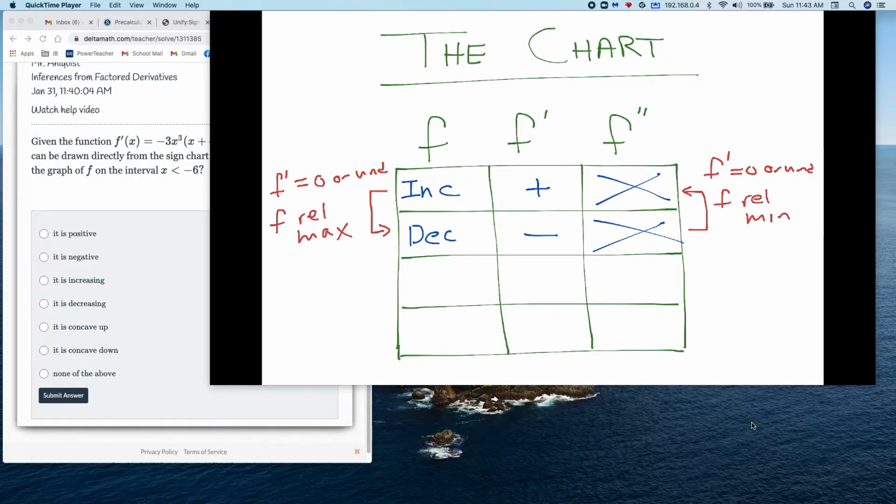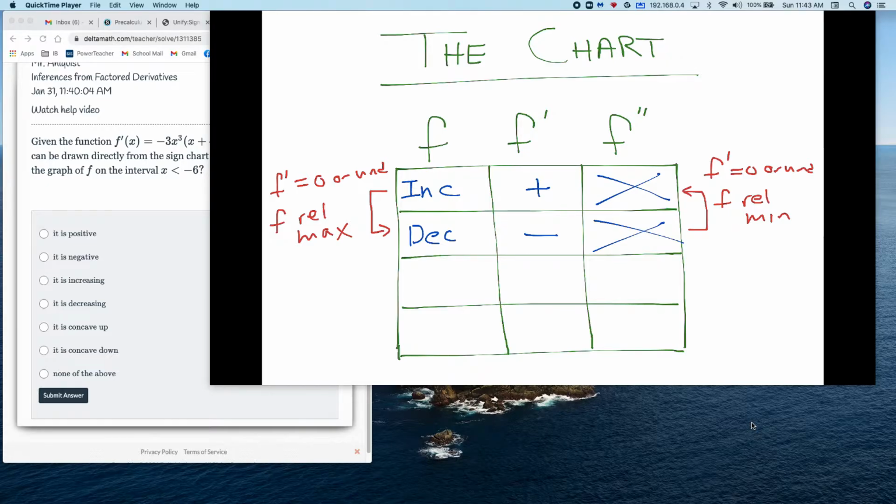Okay? So really important to gauge. That's the only information you have. If f prime is going from positive to negative, f is going from increasing to decreasing. If f prime is going from negative to positive, f is going from decreasing to increasing. And we really don't have any information about the second derivative.